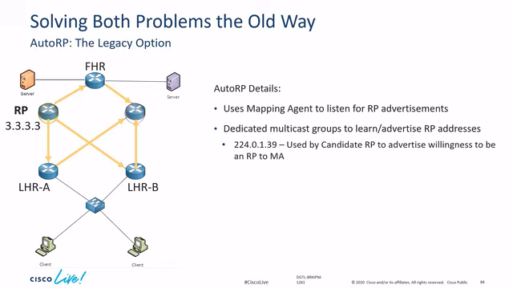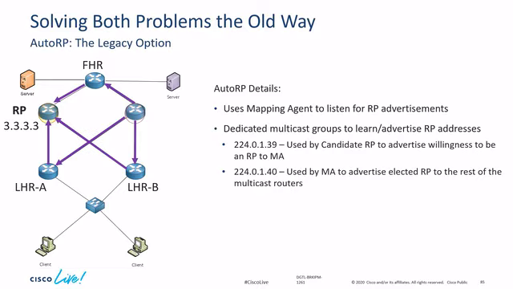Now, 224.0.1.39 is the one that the candidate RPs will flood to, saying, I am willing to be a rendezvous point. The reason it has to flood that out is because it doesn't know where the mapping agent is. Because if you configure the mapping agent on the router, you might as well have just configured the rendezvous point. So again, we have a chicken and egg problem where we need to discover our mapping agent so that we can learn who the actual RP is. But in order to do that, we need to flood it out.